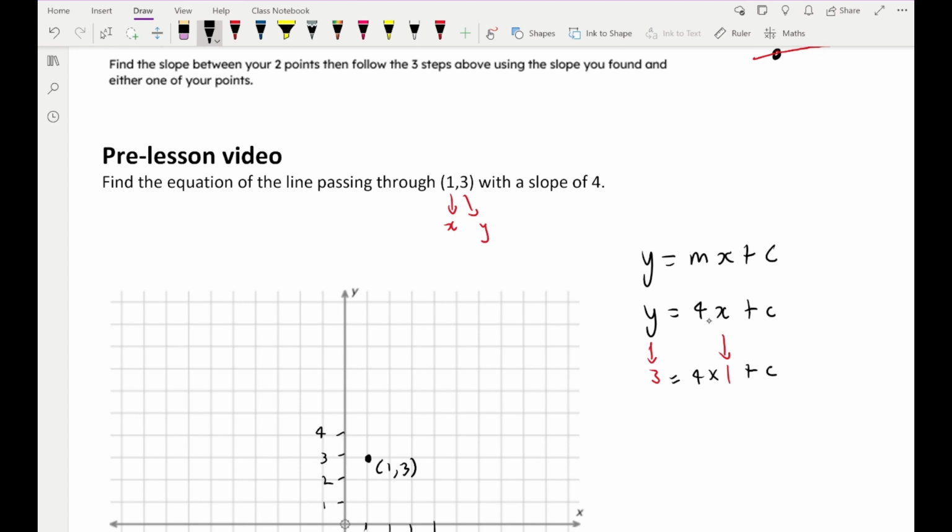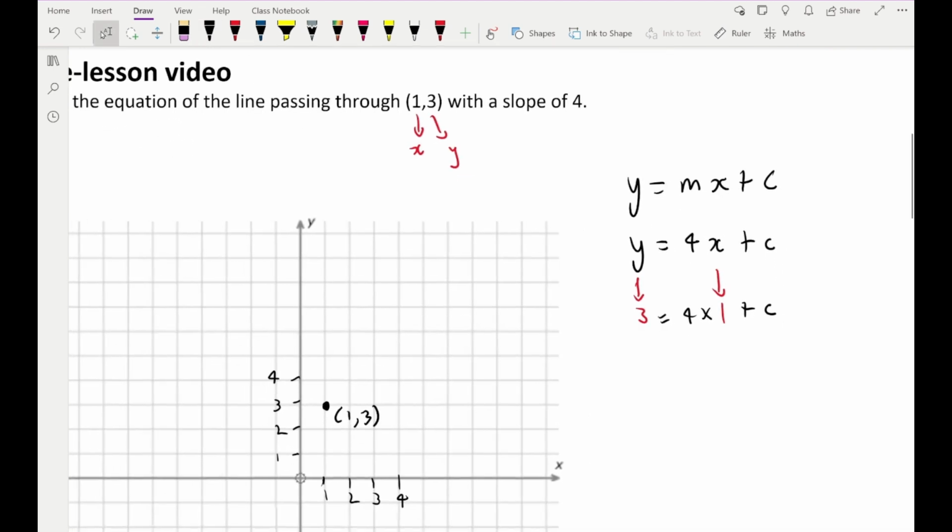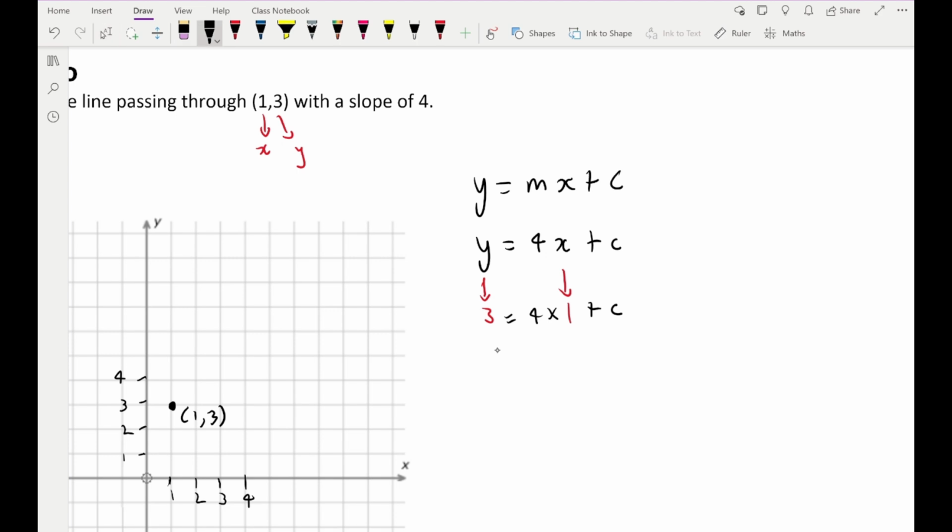That becomes 4 times 1, because that means 4 times x when you write it like that. Now let's see what we get. 3 = 4 × 1 + c, so that's a fancy way of saying 3 = 4 + c. And then if I want to rearrange this for c, I can take away 4 from both sides and see what I get. 3 take 4 should give me -1 = c. So that's now told us what our y-intercept is.